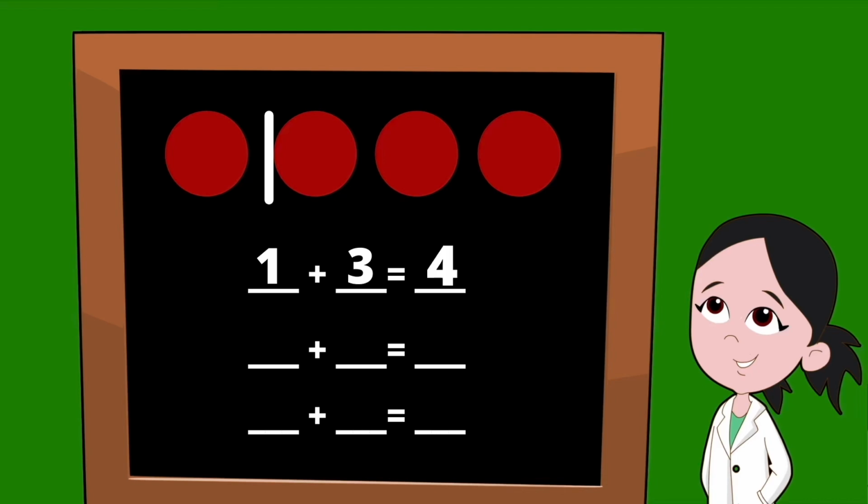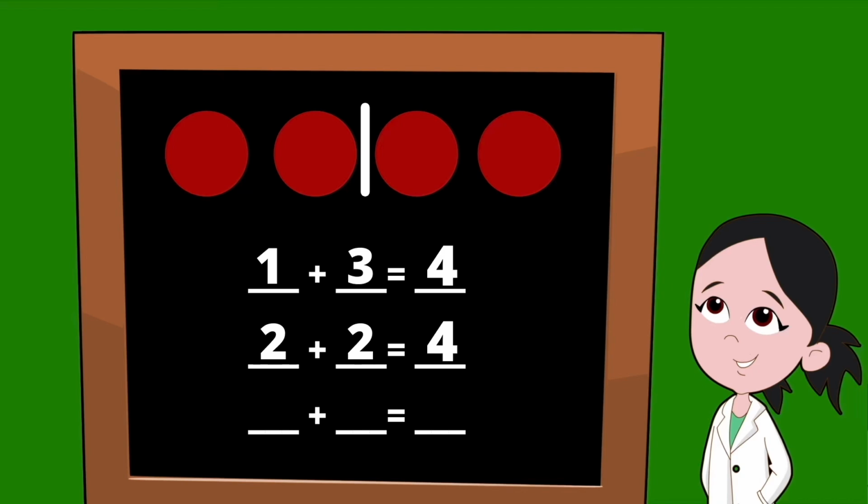For our next set of partners, let's just move our line over 1 more dot. So now we have 2 dots on the left, so our first number would be 2. We have 2 dots on the right, so our next number would also be 2. 2 plus 2 equals 4.